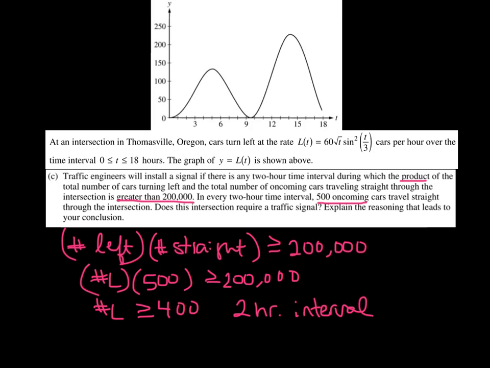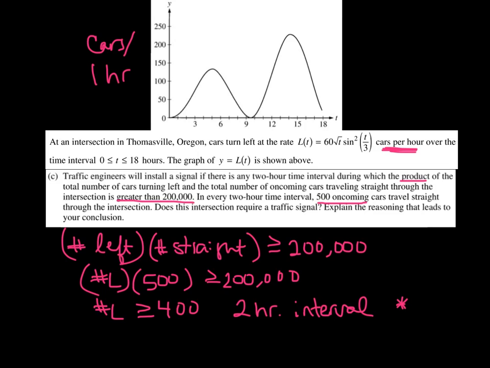This idea of a 2-hour interval is really important because what I want you to realize is that we're not talking about cars per 2 hours. We were talking about cars per 1 hour. This graph and this function is measured in cars per 1 hour. And so we have to talk about the number turning left being bigger than 200 per hour.